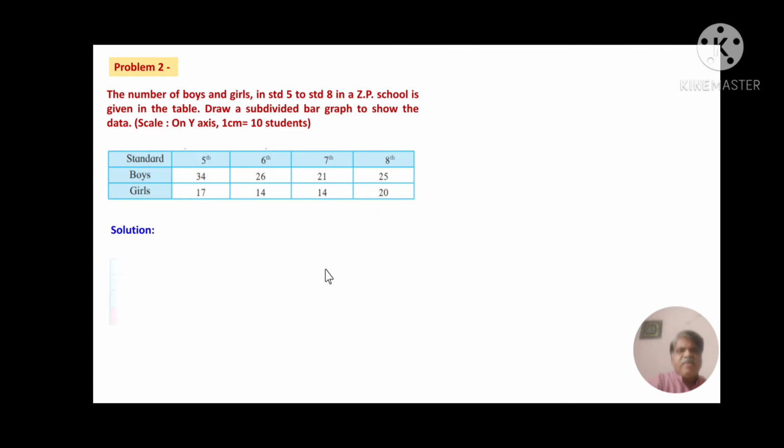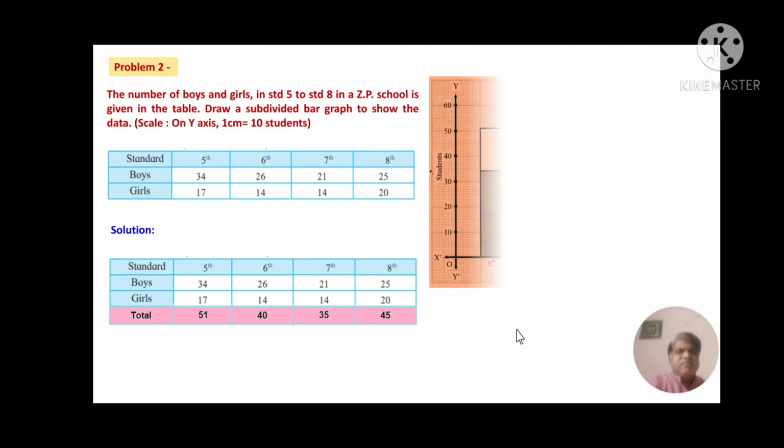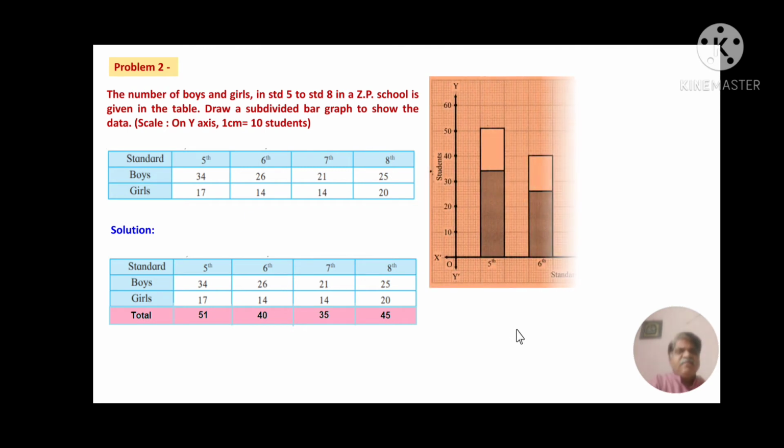So for that we have to prepare a table, and this will be the table. Here you can see in the last row the total of the students is given. For 5th it is 51, means addition of 34 and 17. Similarly for 6th it is 40, for 7th it is 35, and for 8th it is 45. Let us draw the subdivided bar graph for this.